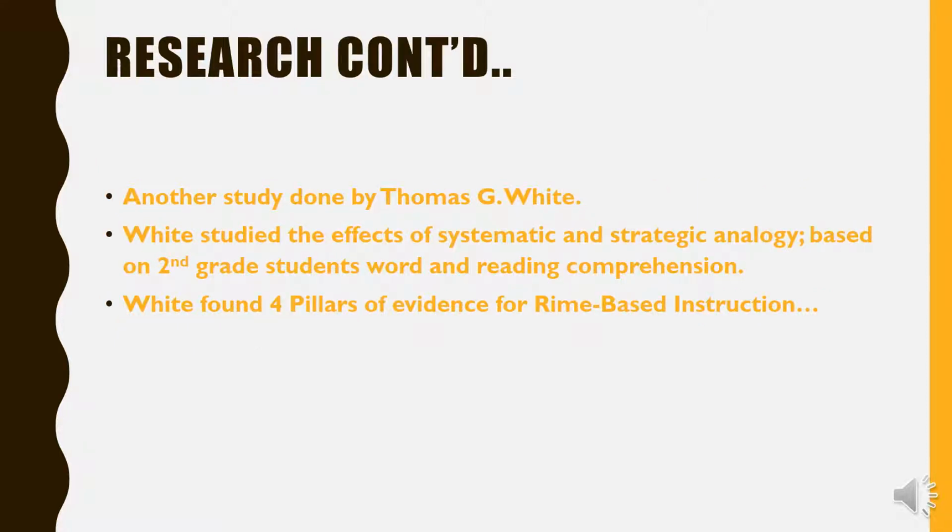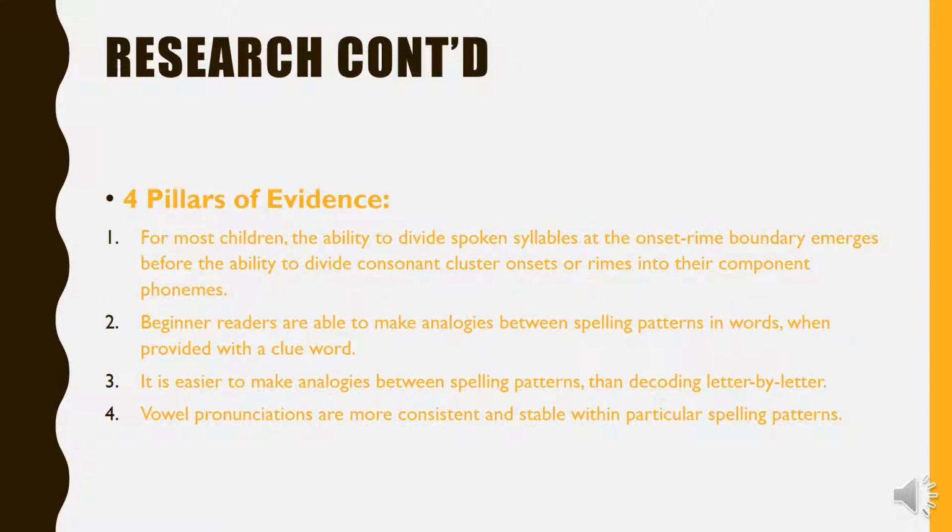Another study was done by Thomas G. White. White studied the effects of systematic and strategic analogy based on second grade students' word and reading comprehension. White found 4 pillars of evidence for rhyme-based instruction. The 4 pillars of evidence. For most children, the ability to divide spoken syllables at the onset rhyme boundary emerges before the ability to divide consonant cluster onsets or rhymes into their component phonemes.